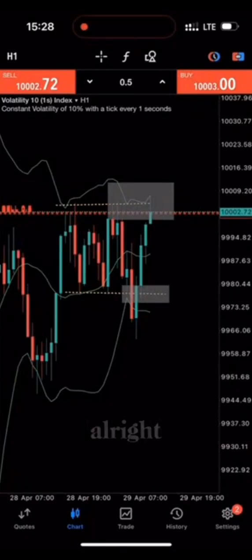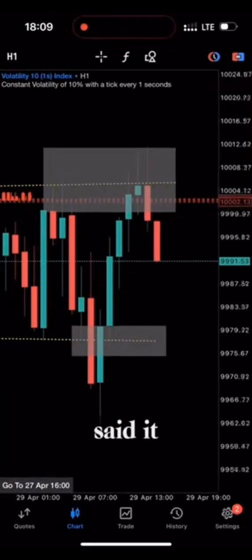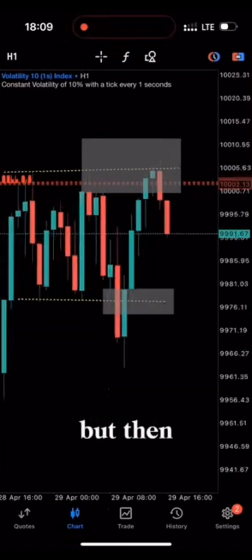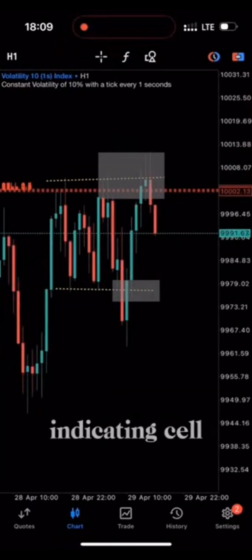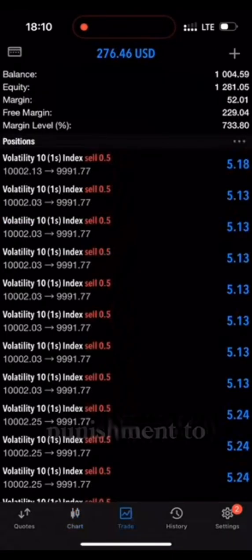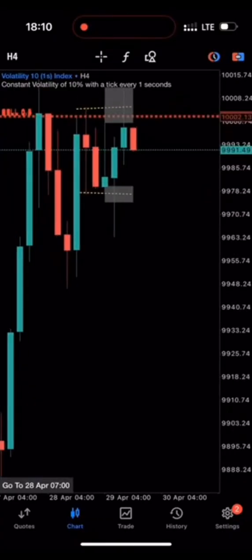All right, so after waiting, you see it went down just as I've said. It went up to make a fake out, but then it closed inside the trend line, indicating a sell power. So now we can close our bonus round here. So for every dollar, we decided to make it $100 for the punishment to match the bonus. All right, so there we go, we close. Let's close, baba.